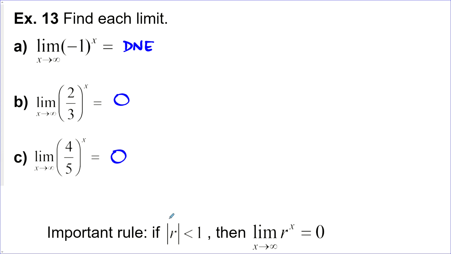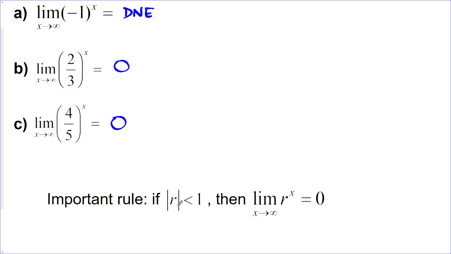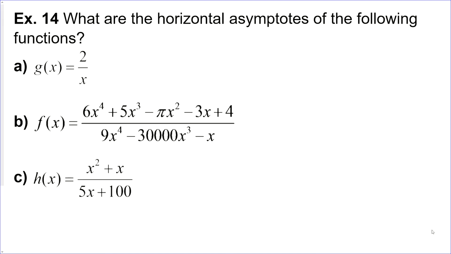Now this is an important rule. If the absolute value of r, this right here, is less than 1, another way to think about this is if r is in between -1 and 1, then the limit of r to the power of x as x approaches infinity is going to be 0. And finally, what are the horizontal asymptotes for the following functions? So g of x is equal to 2 over x, so the horizontal asymptote here would be y is equal to 0. Let's try the next one.